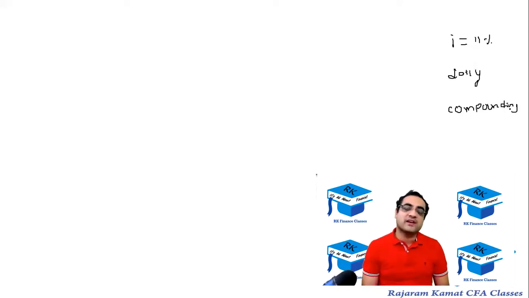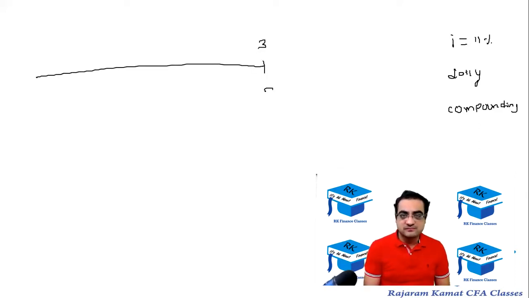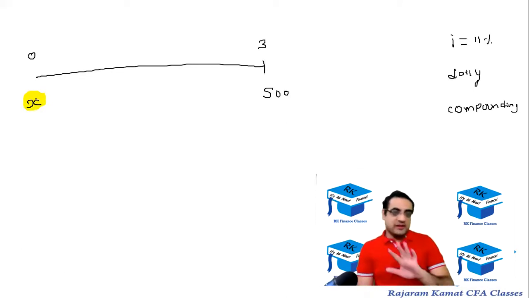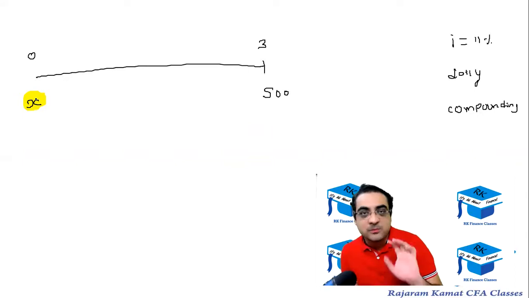Okay, so if the bank is offering daily compounding, and I want to have 500 rupees at the end of the third year, how much shall I save today? How much shall I save today to get to the 500 at the end of the third year? If you're very confident, then go ahead. But if you have a little bit of a doubt, then hold back.